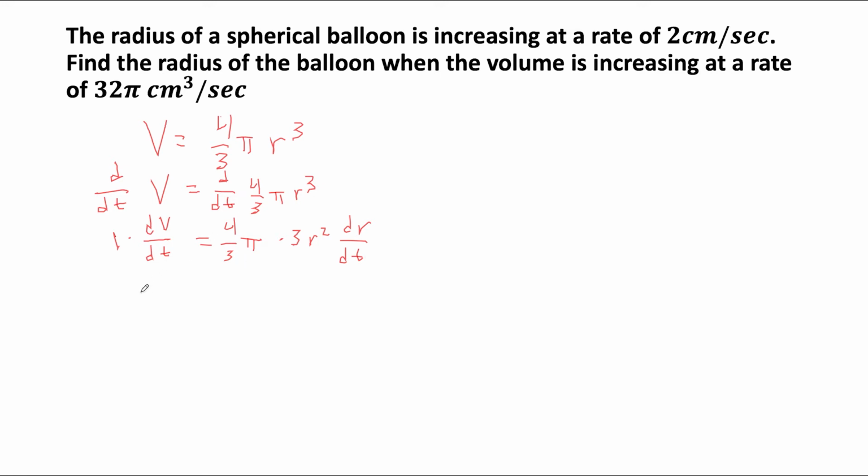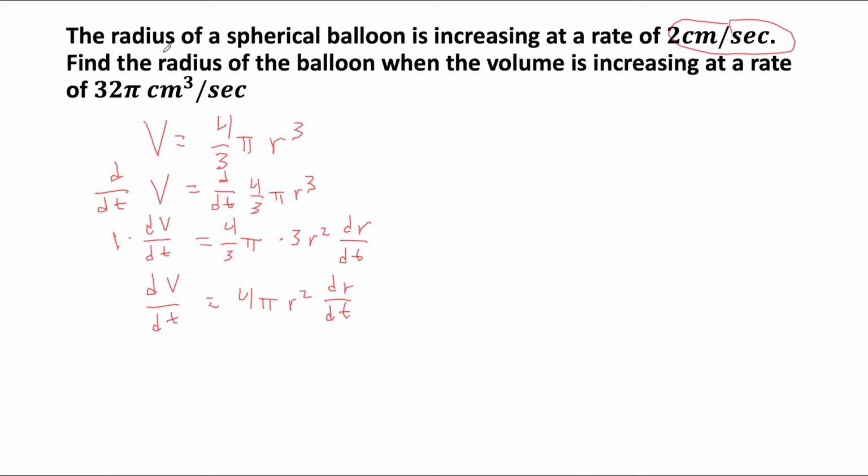And now we can simplify this a bit. dV/dt equals 4 pi r squared dr/dt. Now let's take a look at what the word problem gives us. So here it tells us the radius of a spherical balloon is increasing at a rate of 2 centimeters per second. So this must be dr/dt because it's 2 centimeters per second.